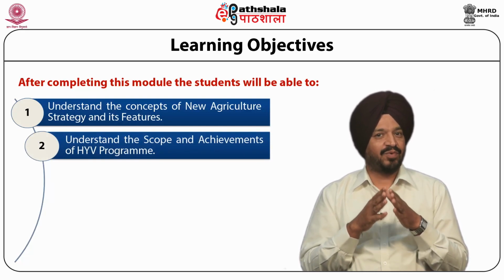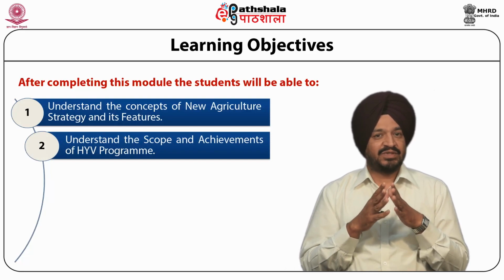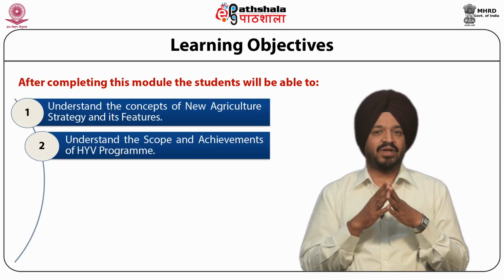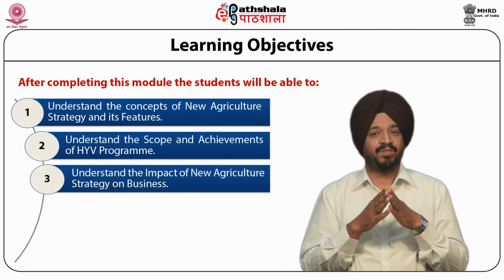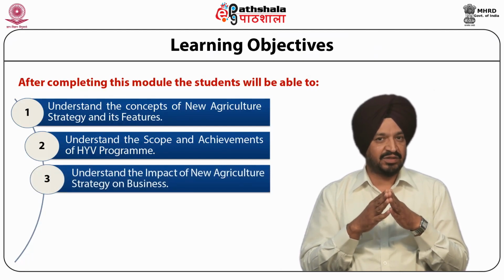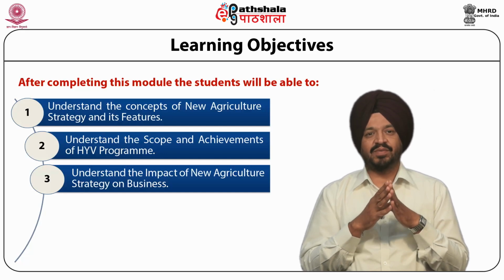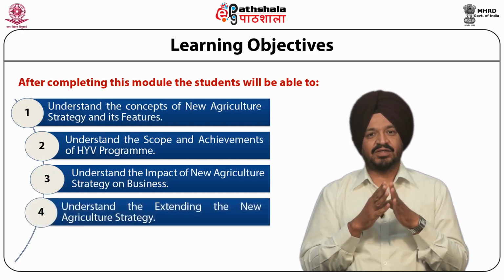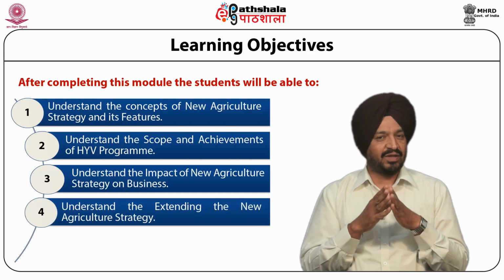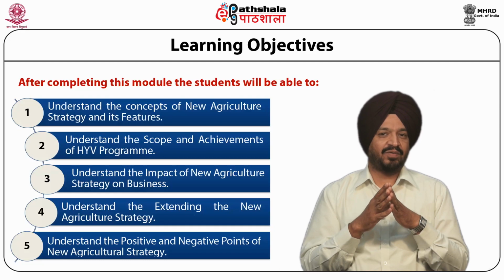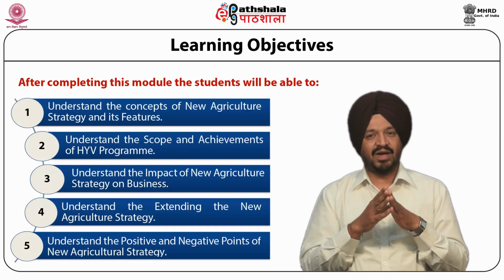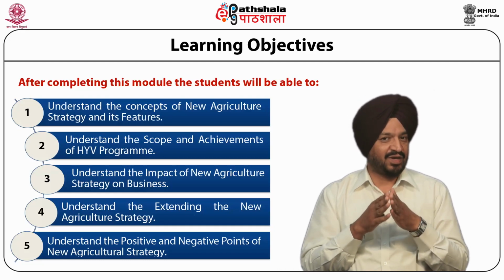Secondly, they will be in a position to understand the scope and the achievements of high yield variety programs. Besides this, the students will also understand the impact of new agriculture strategy on business. Fourthly, the students will understand the extending of new agriculture strategy. And lastly, we shall be discussing the positive and the negative effects of new agriculture strategy.